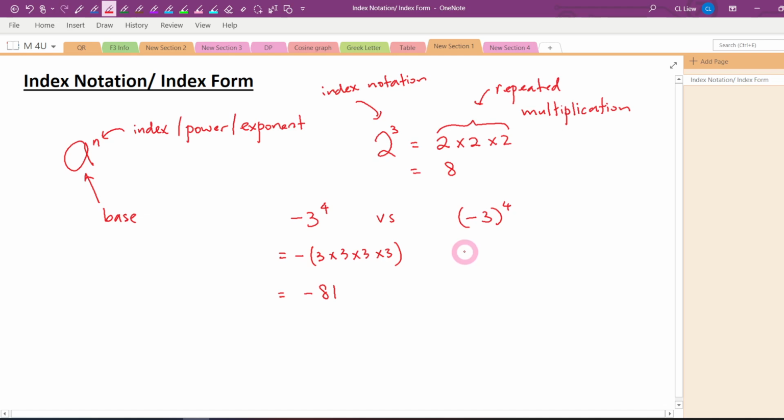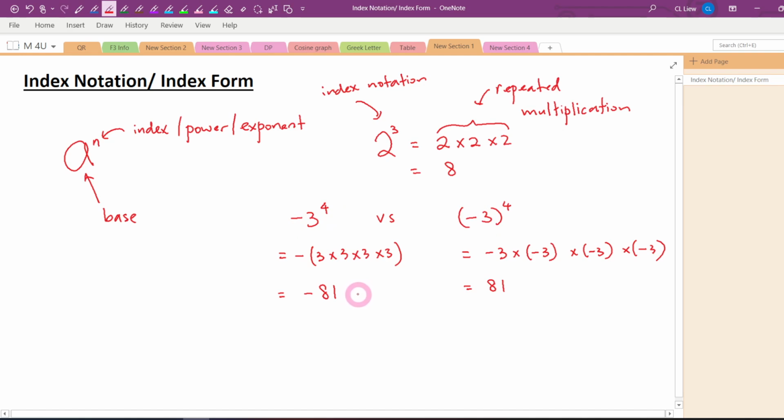How about this one? Now you'll notice that you have a parenthesis here. This parenthesis is telling you that the negative and 3, the whole thing, is repeated 4 times. So it will be negative 3 times negative 3 times negative 3, and one more last time. So the answer will be 81. Do you notice that they actually mean different things? That one, the negative is only 1 time, and this whole thing is repeated 4 times. So you need to be more careful when you have a negative sign.